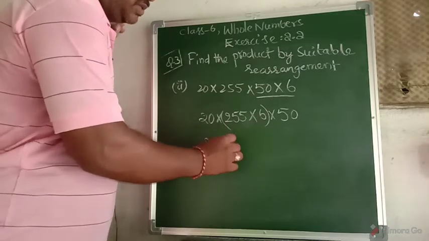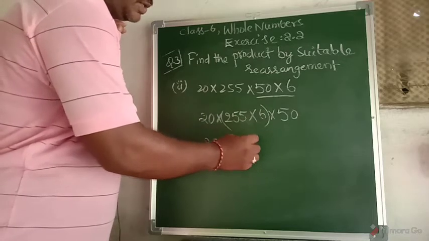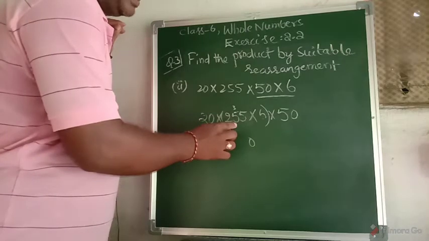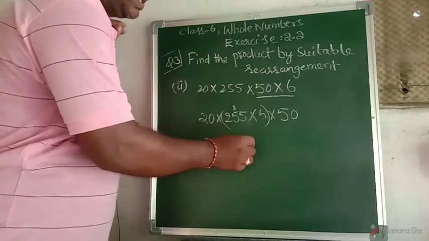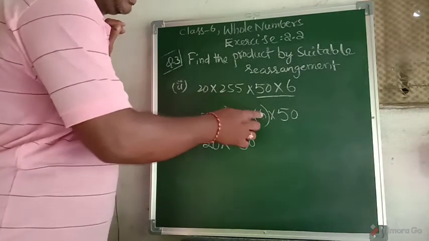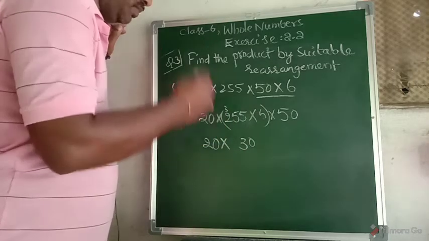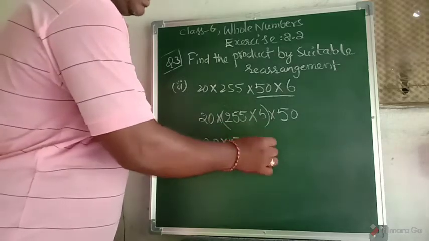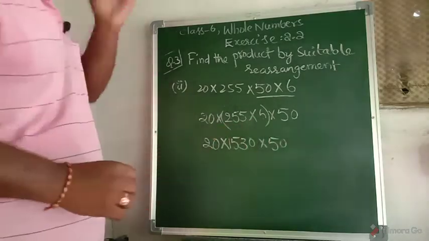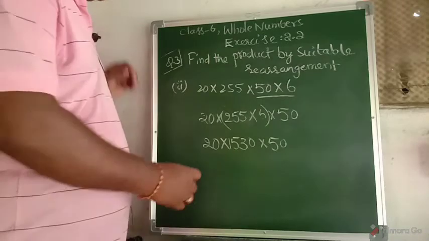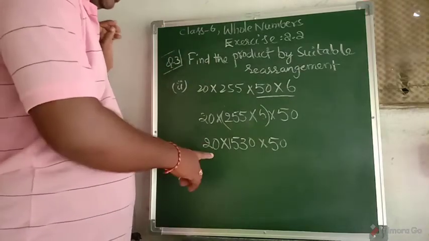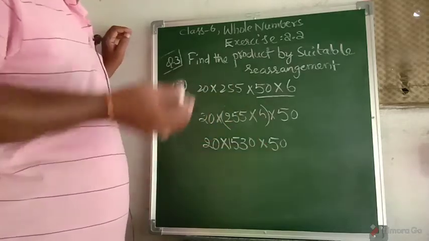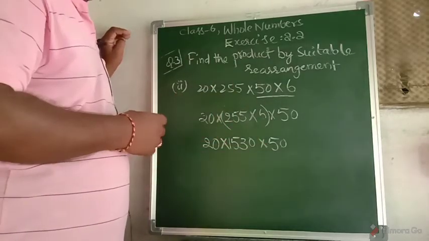20 into 6: 6 fives are 30, write 0, carry 3; again 6 fives are 30 plus 3 is 33, write 3, carry 3; then 6 twos are 12 plus 3 is 15. So 1530. Then 50. Now 20 into 1530 into 50 also takes some more time to write the product.